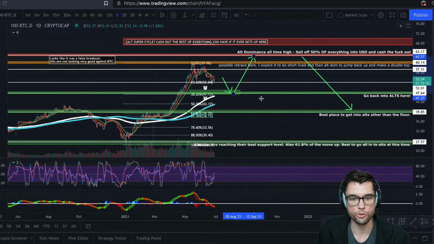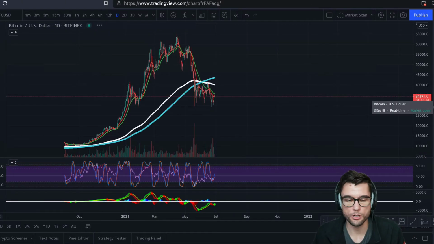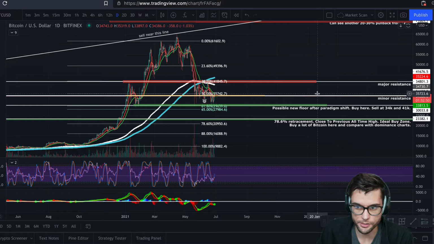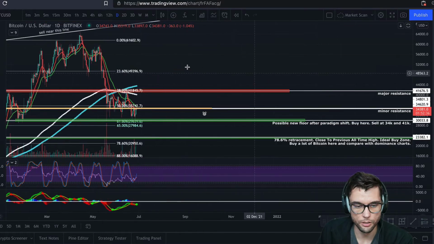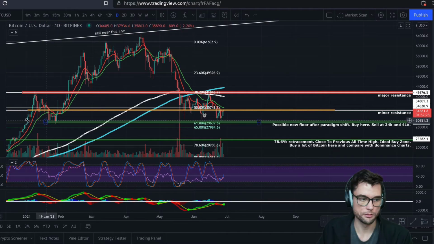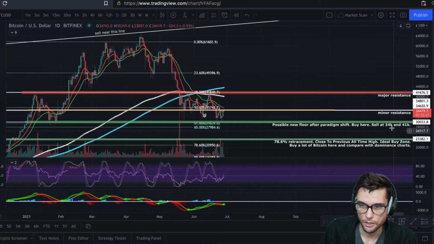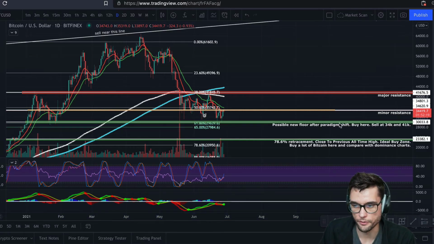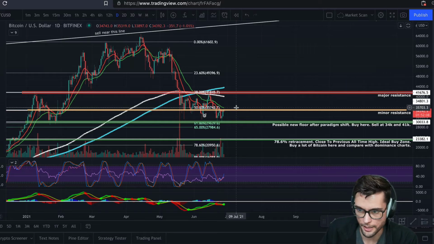So now let's look at Bitcoin where it is right now. It's at 3,400. I said it was going to hit 3,600. So it could be a good time to take some profits. So at 34 and 41. 34 to 36. I thought that this was going to be a little bit higher. So 34 to 35.5.